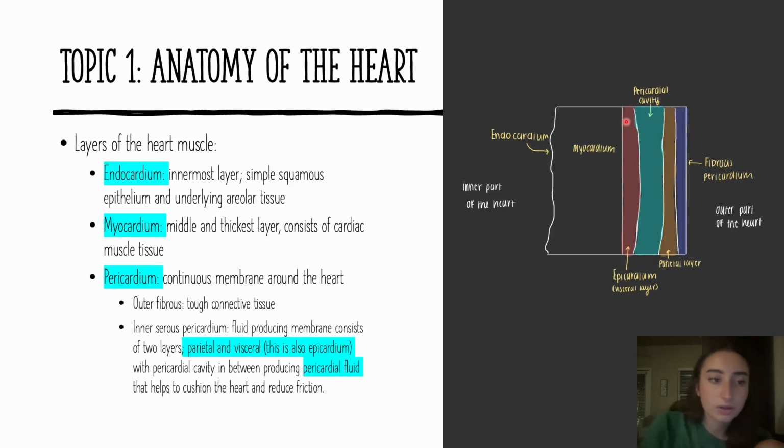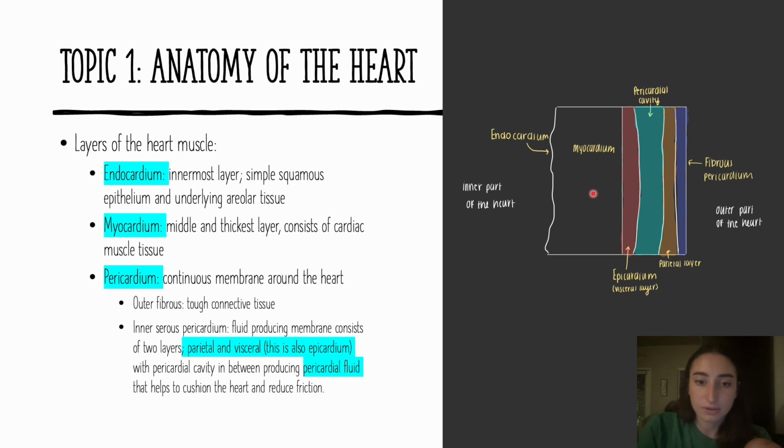So now looking at the layers of the heart muscle. Our epicardium is actually the outermost layer, but it's also known as the visceral layer. And then we have our innermost layer, which is our endocardium. It is a simple squamous epithelium tissue with underlying areolar tissue. And then our thickest layer, our middle layer, is the myocardium. And this consists of cardiac muscle tissue.